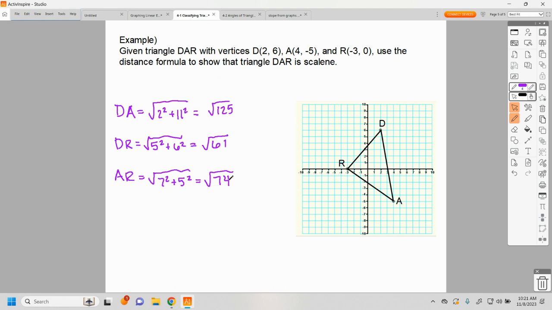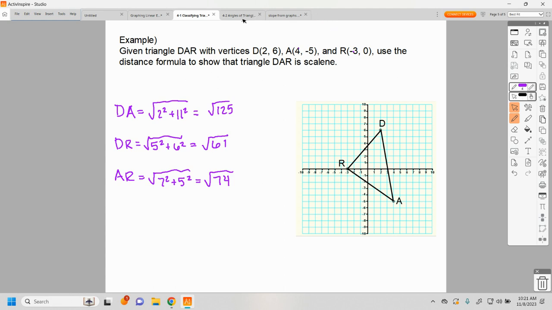So did anybody have a question about how I got the distance formula numbers? Because remember, I was just trying to find the change. So I just said, from A to R, the change in the x's from 4 to negative 3 is down 7. But because we're doing distance and distance is never negative, I just ignore that. Okay, so guys, that's 4-1A.